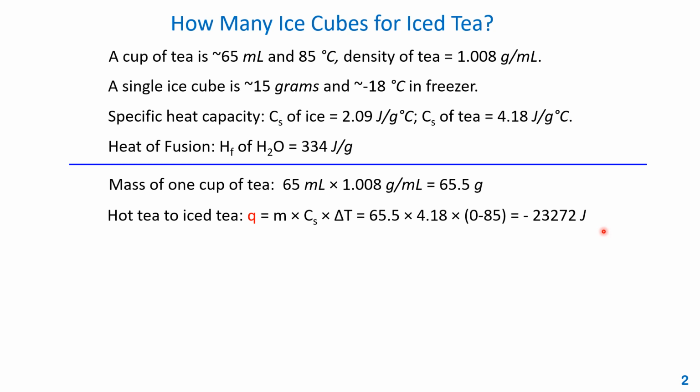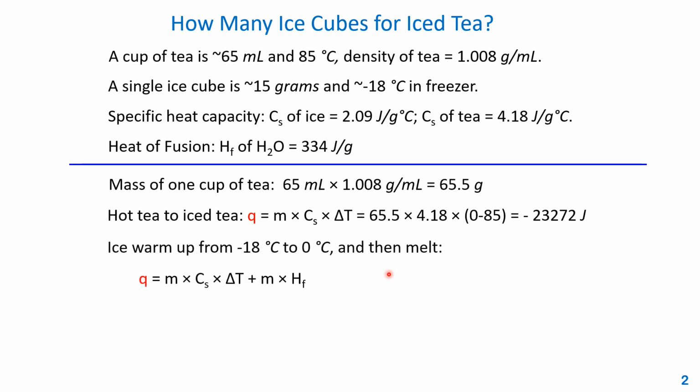Now, how do we absorb this much energy? Ice, right? If you warm up the ice, you need energy. So you can use this energy to warm up the ice and melt the ice. We don't know how many grams of ice, but we know there are two steps. First, ice from negative 18 degrees to 0 degrees, that's a slope in the heating curve, if you remember our first slides. So the heat equation is mass times specific heat times delta T.